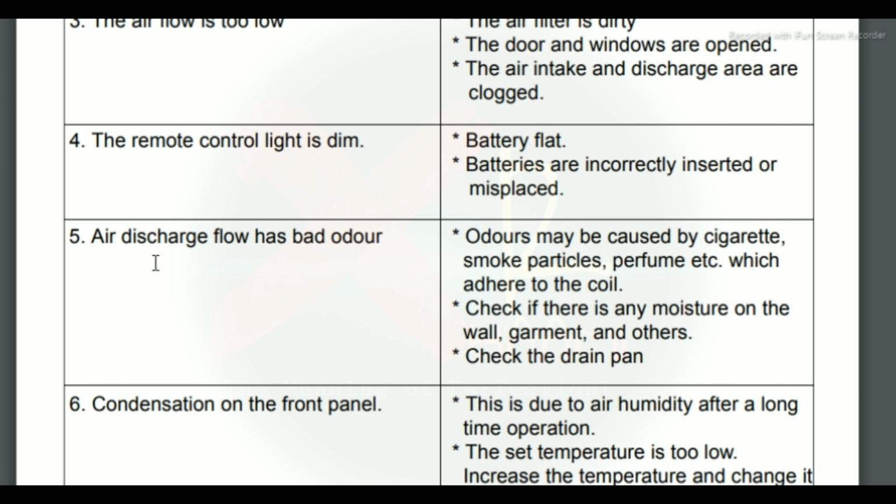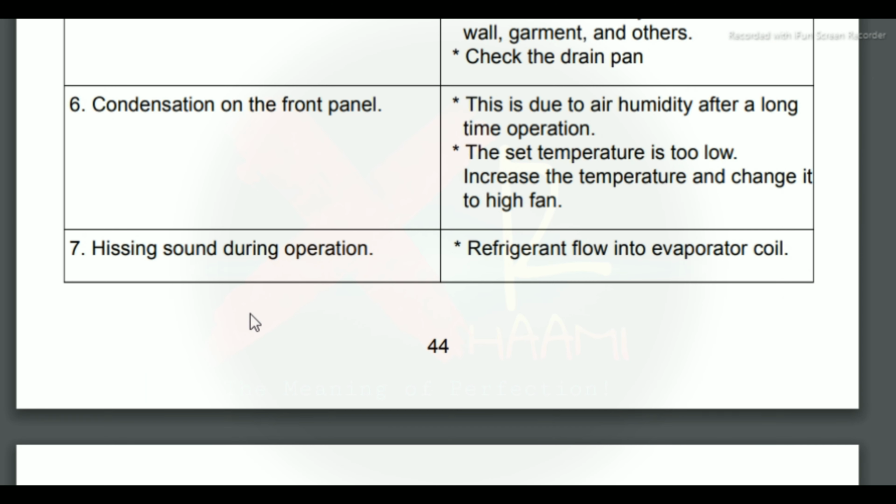The other one is the air discharge flow has a bad odor. Odors may be caused by cigarette smoke particles, perfume, etc., which adhere to the coil. So check if there is any moisture on the wall, garments and others. Check the drain pan also.